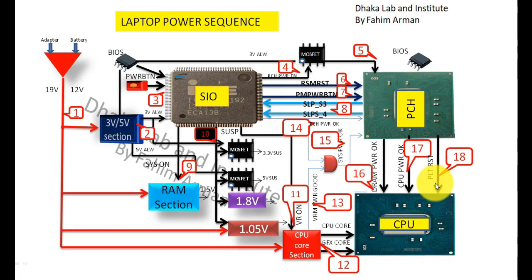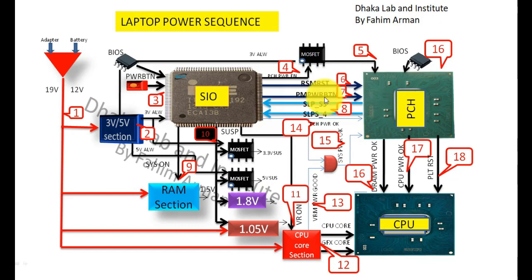And after having these signals, PCH will communicate with that BIOS, and if the communication is successful, then there will be display and the whole process is completed. And if there is any problem in any signal or any voltage, then the process will be incomplete and there will be no display or power problem or other problems.